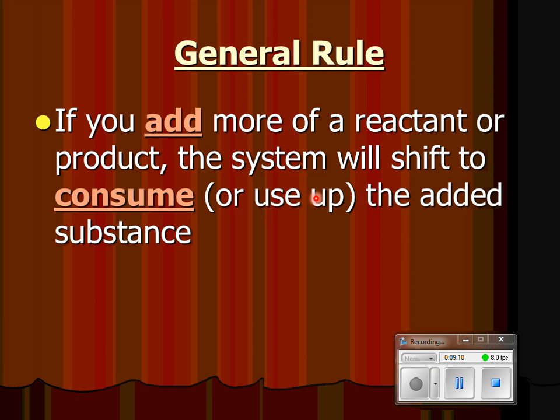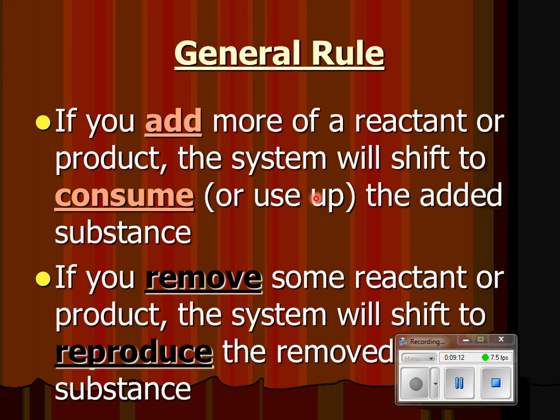Now the same goes if you take it away. If you don't have enough of something, the system's going to shift to reproduce it. So if you really like Hostess cupcakes and there are none in your pantry, you're going to go buy some. You need to reproduce them in your pantry so that you have them to eat. So that's why I call it common sense, it makes sense. If you have too much of something, you're going to consume it or use it up. If you have too little of something, you're going to want to reproduce it.